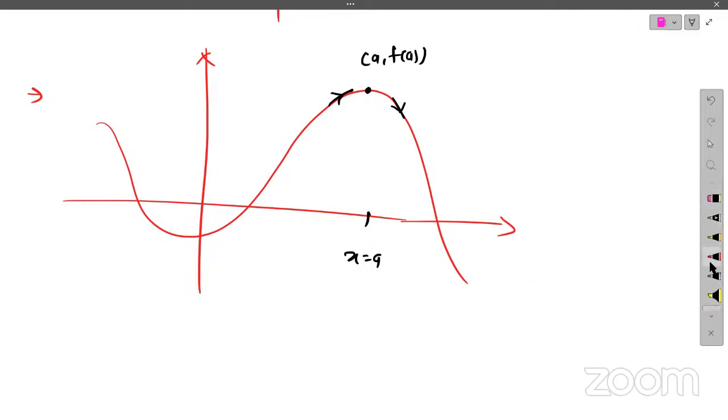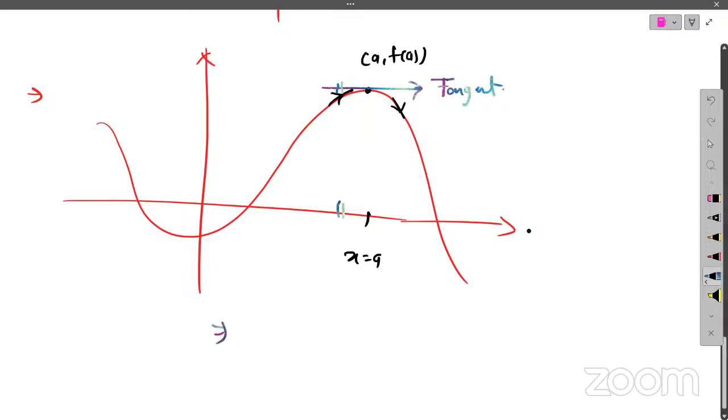Now here, this function is smooth, that means it is a differentiable function. If you draw a tangent at this particular point, this tangent is parallel to the x-axis. So at a turning point, or at a point of local maxima, if the function is differentiable, we can draw a tangent there, and that tangent is parallel to the x-axis. And we know that if a line is parallel to the x-axis, then the slope of that line will be equal to 0.